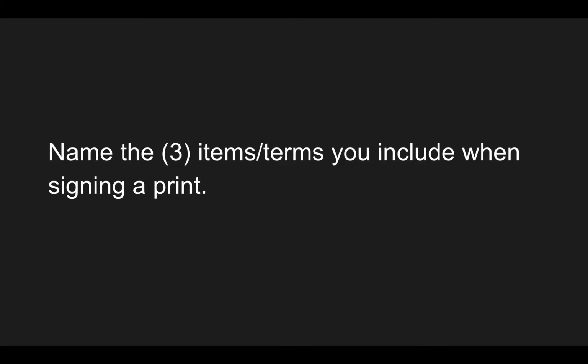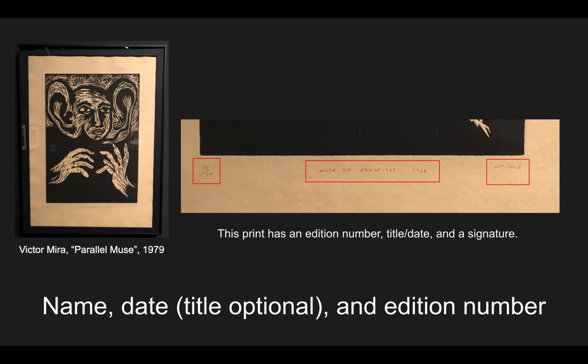Name the 3 items/terms you include when signing a print. So we can remember that the 3 items we need are our name, the date, a title is optional, and then the edition number. We can see in this print up in the left, this is Victor Mira, Parallel Muse, 1979. That's our full print. And then on the right, we have our edition number. That's going to be right here. He does have a title and the year right there. And then his signature, which is going to be right there.